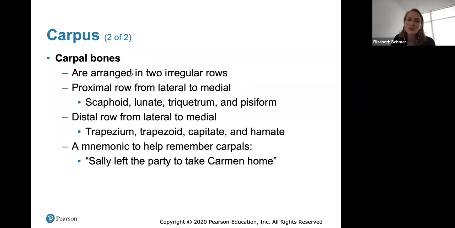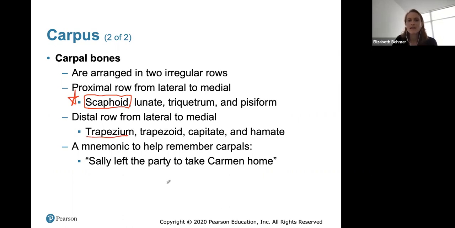The carpal bones are arranged in 2 rows, proximal and distal rows. And if we go lateral to medial, the scaphoid is the most lateral. So the scaphoid is the closest to the thumb. And the scaphoid might be one that's labeled on a lab exam. Then we go through the proximal row of bones, lateral to medial, and the distal row of bones, lateral to medial.